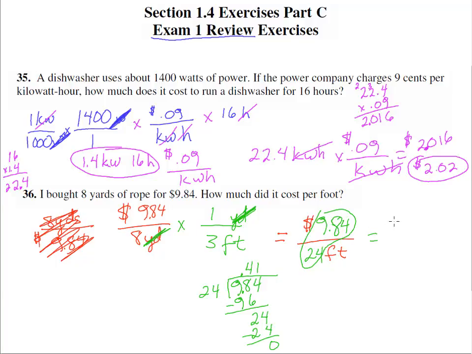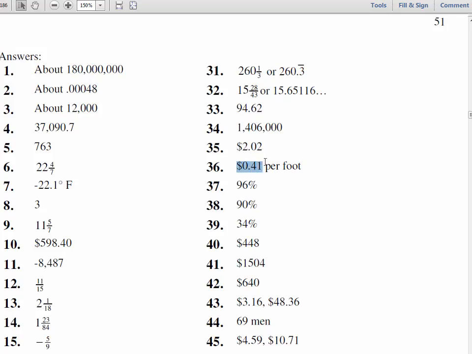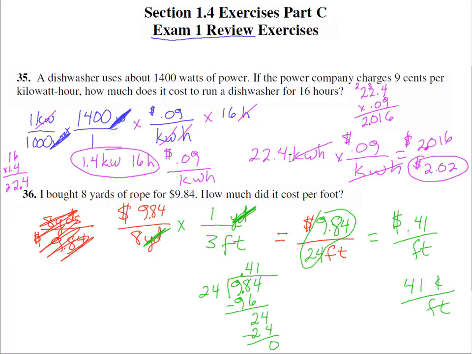0.41, so the answer is going to equal $0.41 per foot, or you could write it as 41 cents per foot. And let's check our answer. Yes, $0.41 per foot. Excellent.